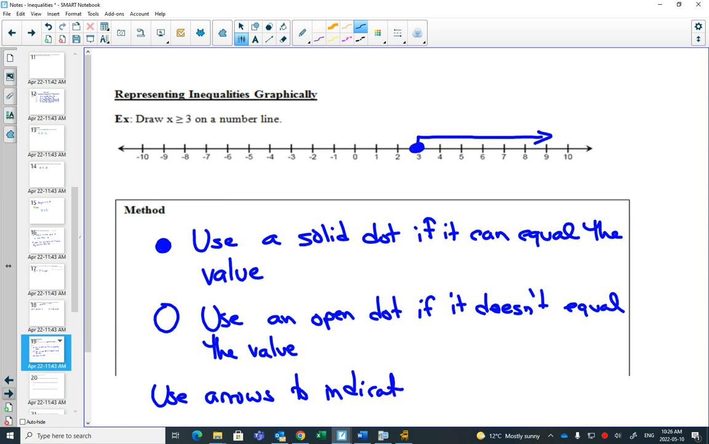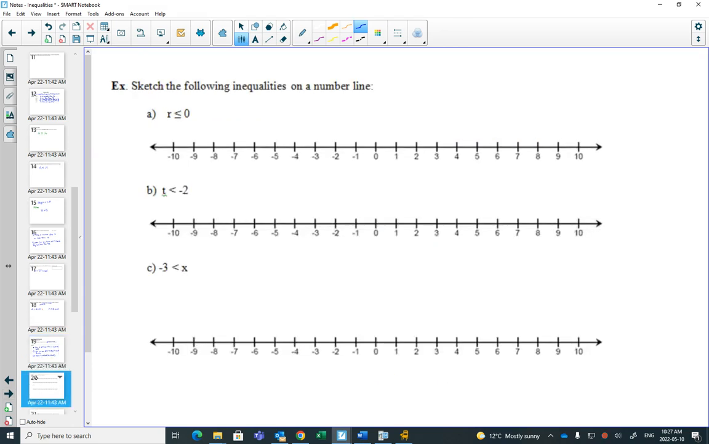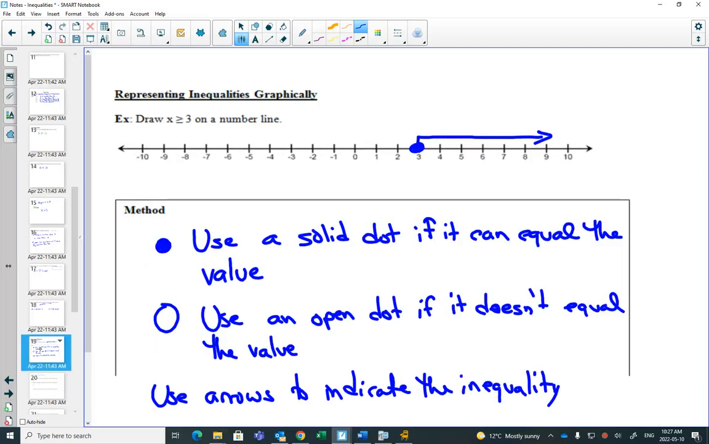Wait, I'm confused on the open dot. You get the solid dot, but like, we'll do an example with an open dot. Okay? So we use an open dot if it doesn't equal the value. So in this next example, I'll wait for you to write it down. Sorry, going a little quick.